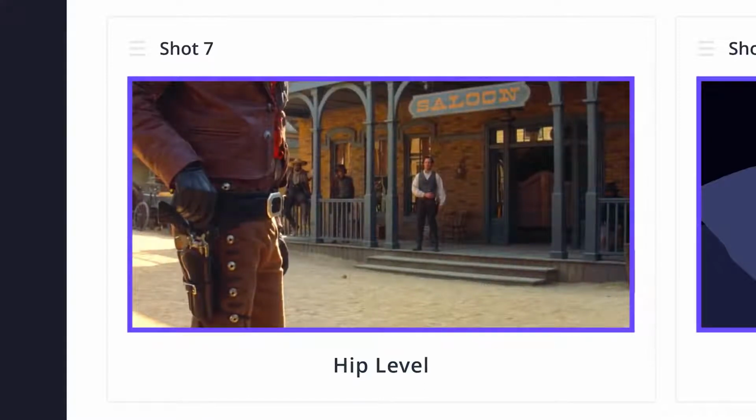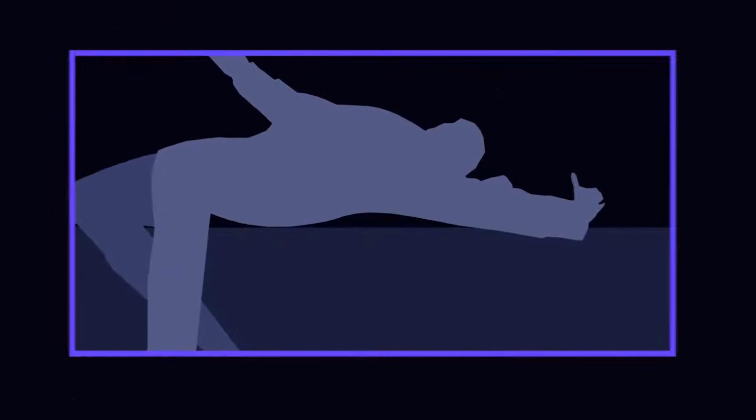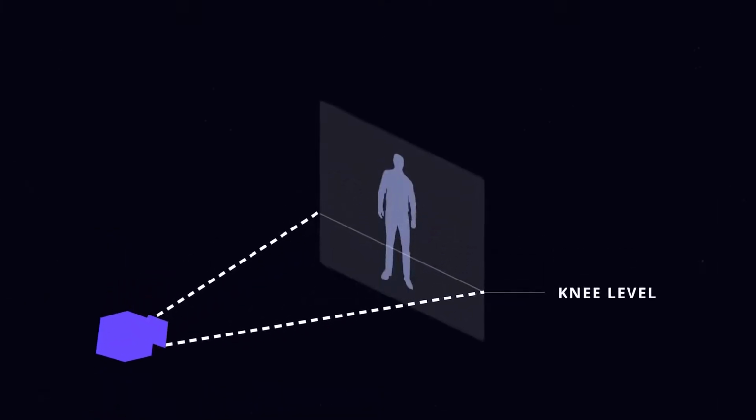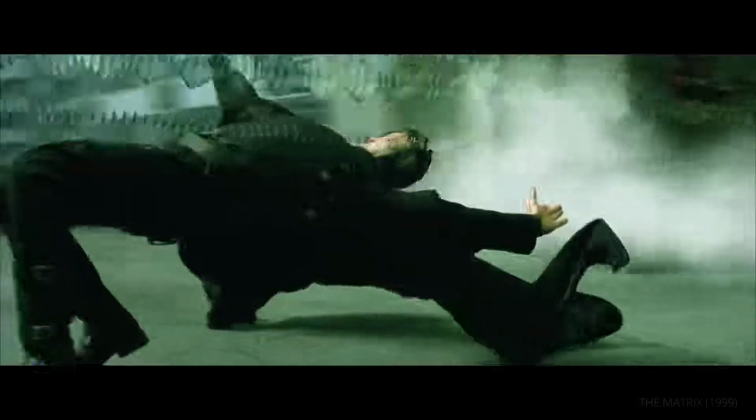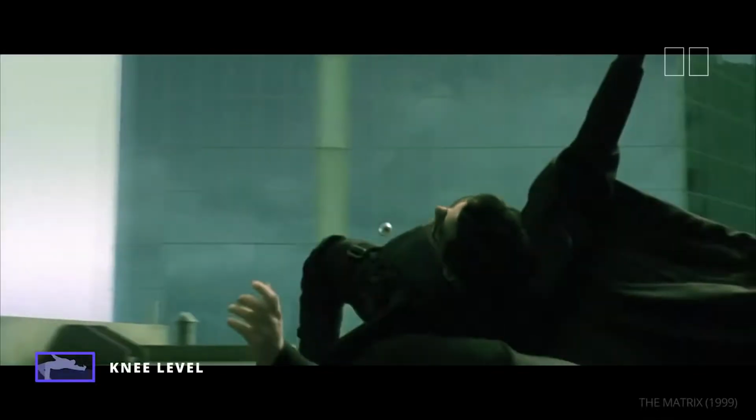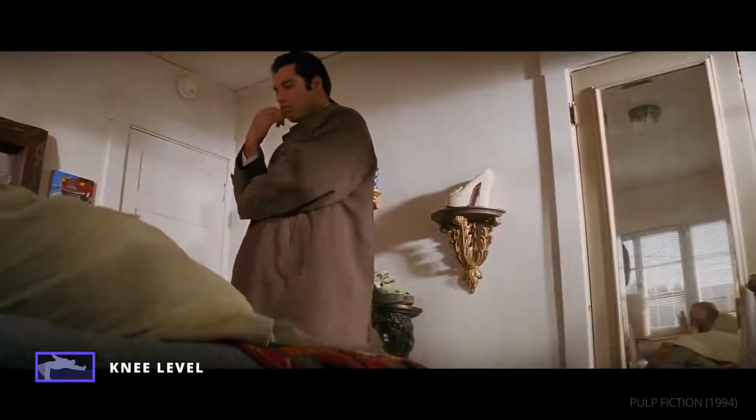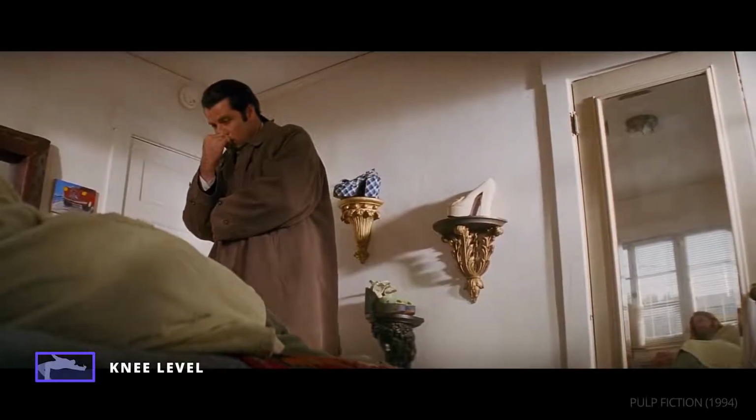Just below the hips is our next camera height, the knee level shot. A knee-level shot, of course, sees the camera placed at a subject's knee height. Knee-high shots often find themselves doubling as low angles.